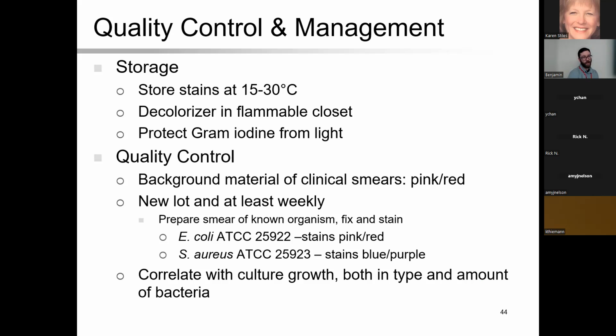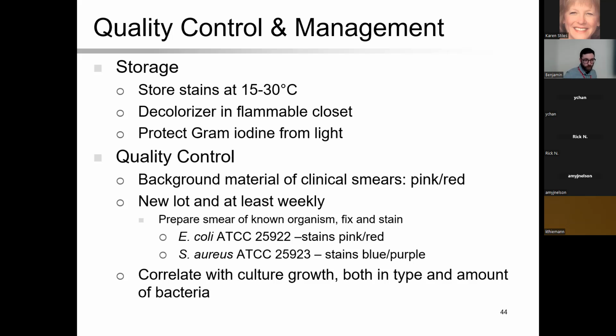When we're looking at our slides as a quality control measure, we want to be able to see that our background material is a light pink and red. You know, you can see the nucleus of those neutrophils. And for our bacteria, we want to use known organisms because then we know how they stain. We can stain them ourselves.